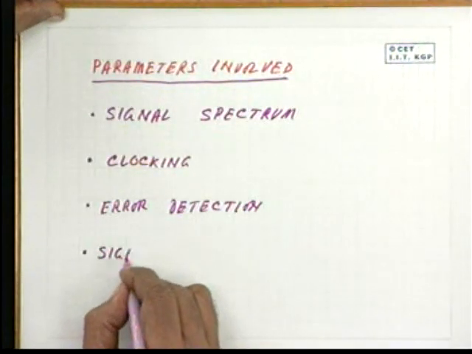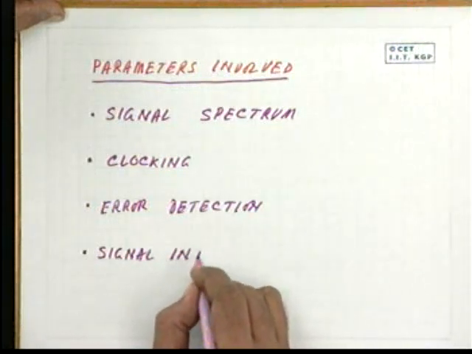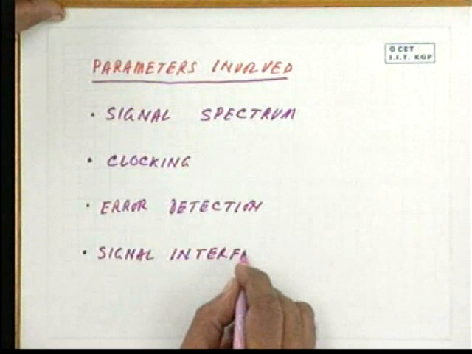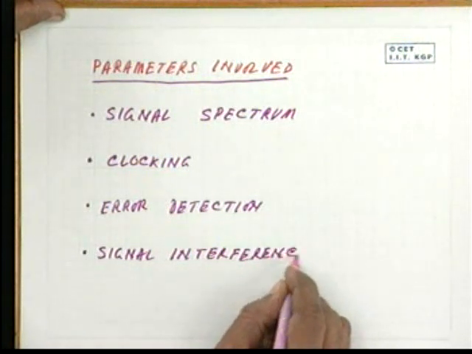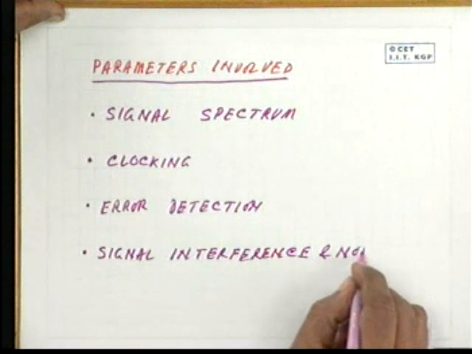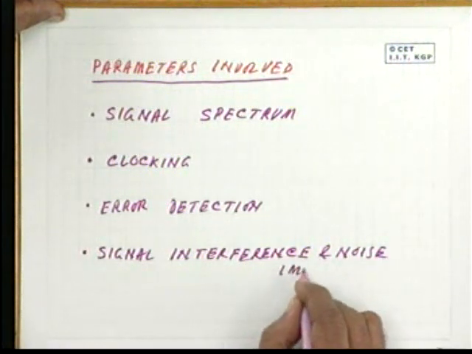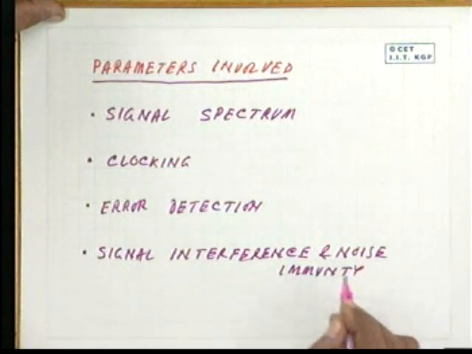Then signal interference and noise immunity. Encoding scheme should be devised, should be used such that the signal interference, external interference, is less. It is immune to various noises. So that is another property which we have to look into.